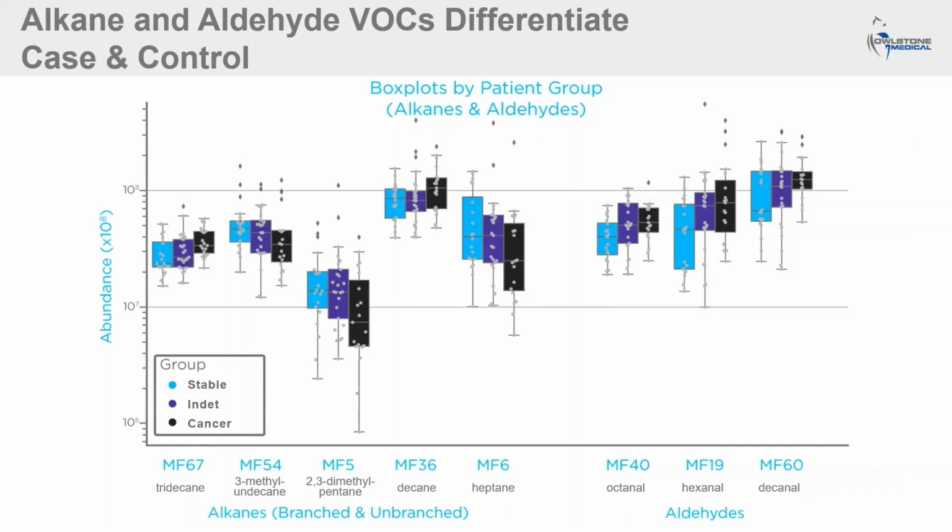Among the VOCs that were different between individuals with confirmed cancer and controls were a group of 5 alkanes and 3 aldehydes.